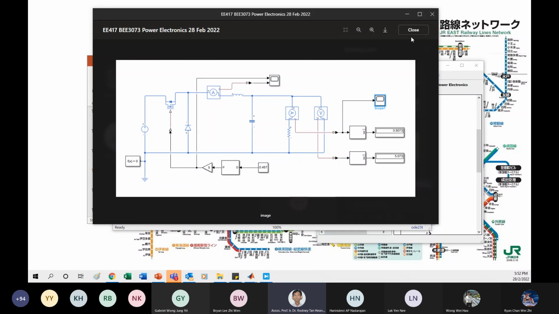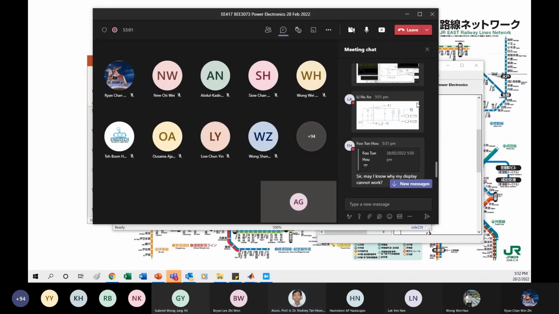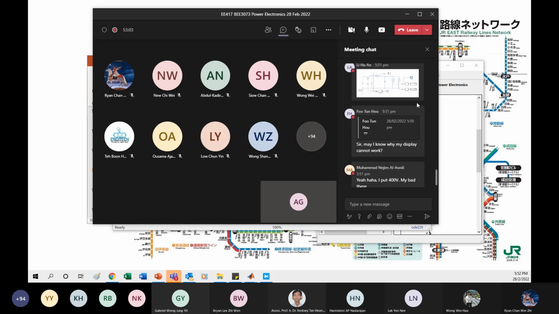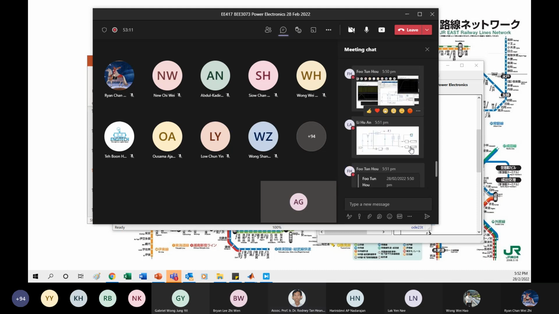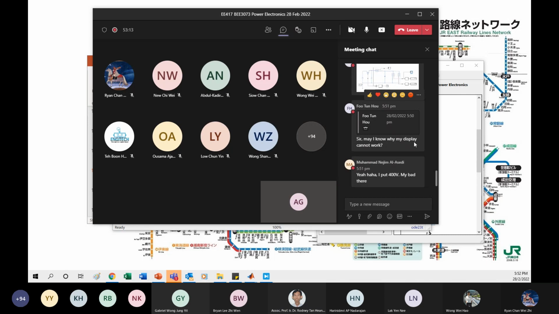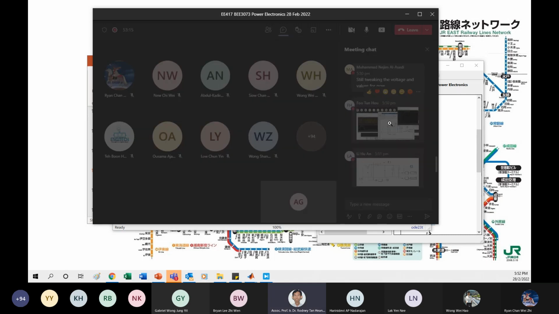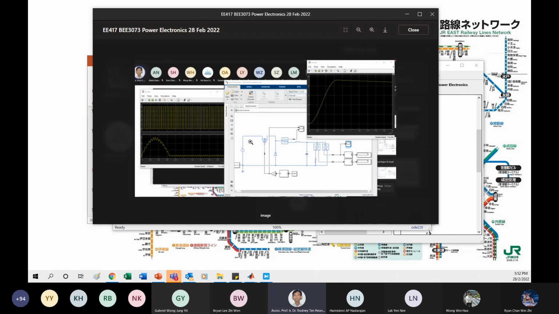Remember, the objective of the example is that your input is 12 volt. Your display cannot work. How come? Now you show display but it's just like not looking right.